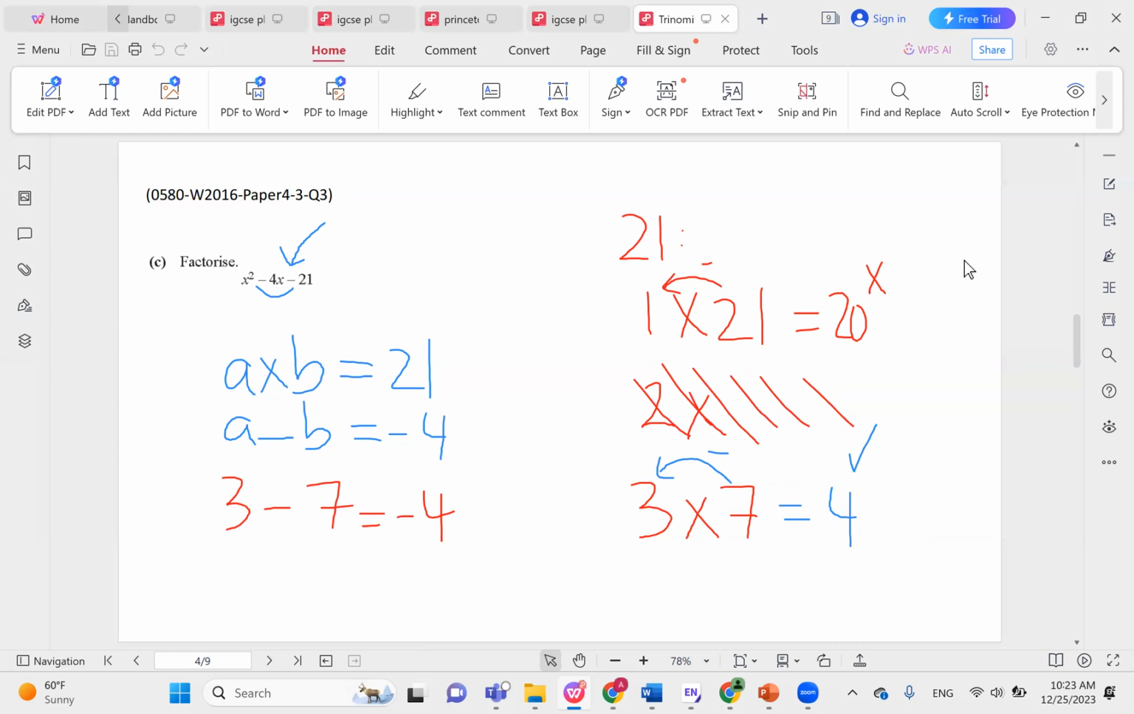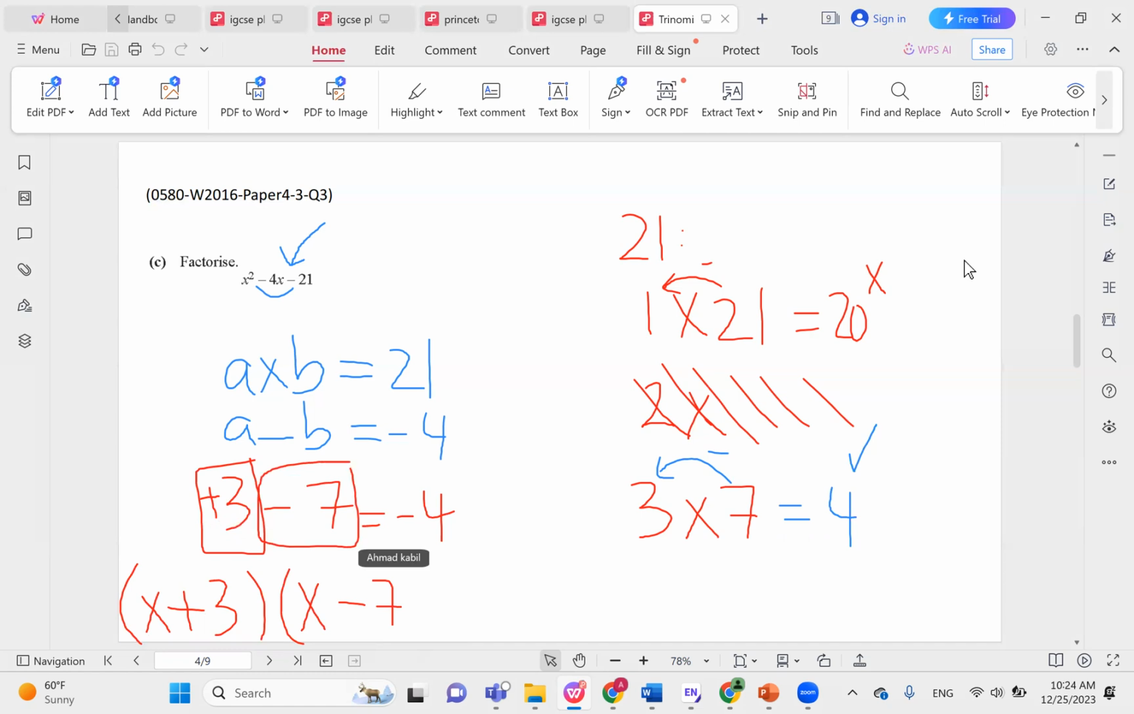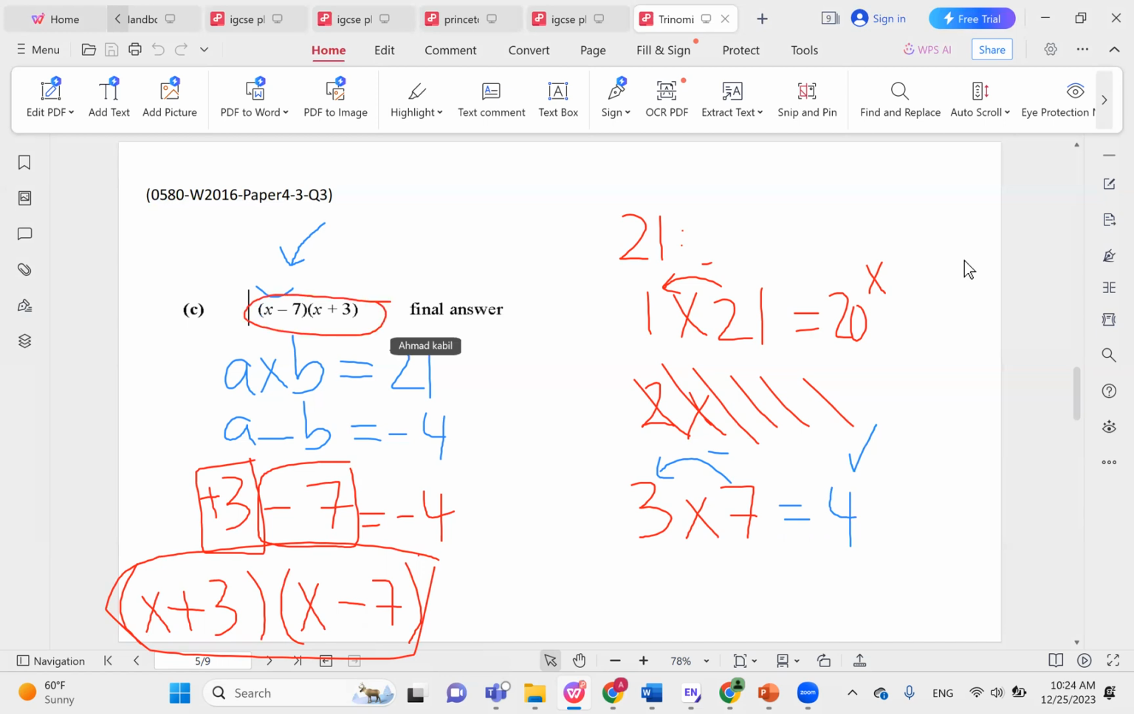So we're all set. All we have to do now is write x plus 3 multiplied by x minus 7. We take this number as a positive number, and we take this number as a negative number. Our final answer is going to be x plus 3 multiplied by x minus 7. This is correct, as we can see from the marking scheme.